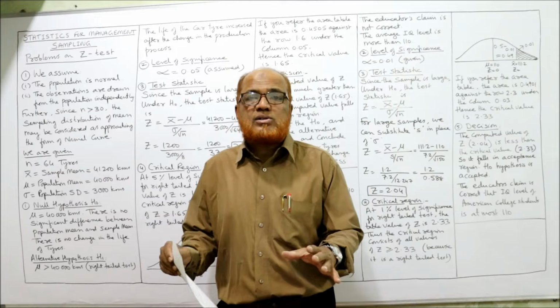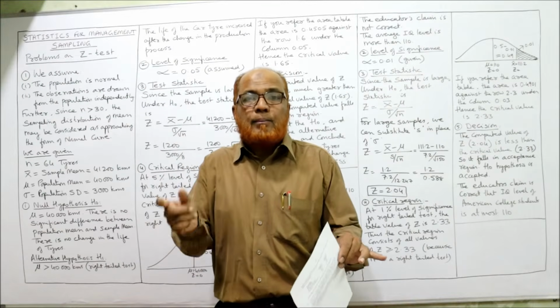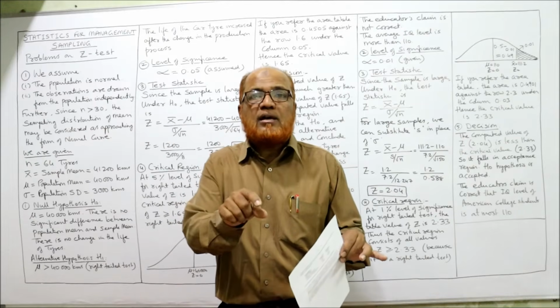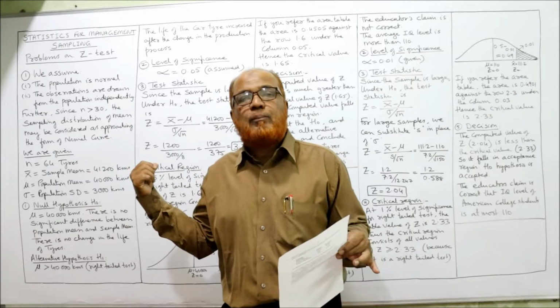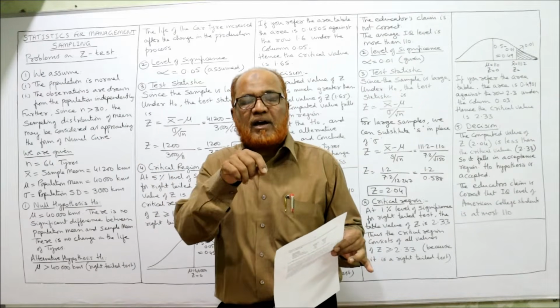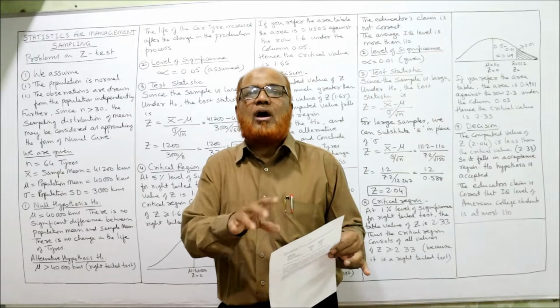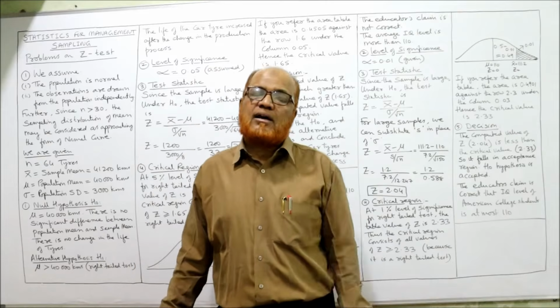So apparently it looks like the life of the car tire has increased. Apparently. But has it definitely increased or not? We don't know. So for that purpose, we are applying hypothesis testing, to see whether the car tire life has definitely increased or not. Can you conclude that the new product is significantly better than the current one?